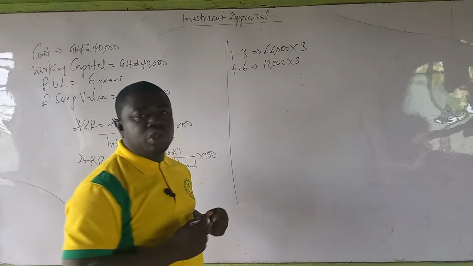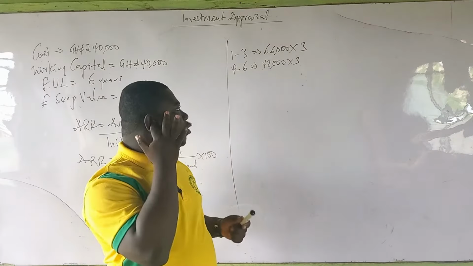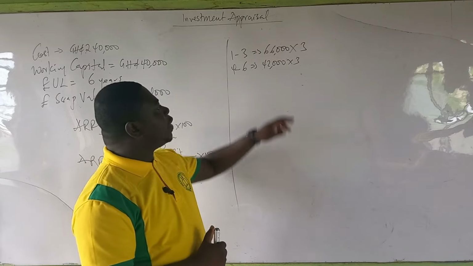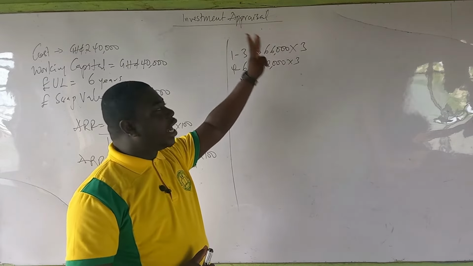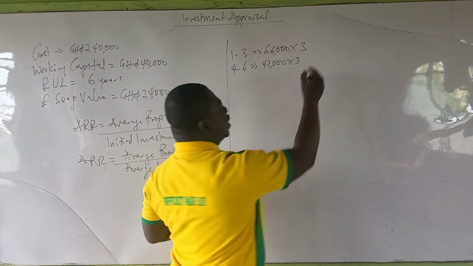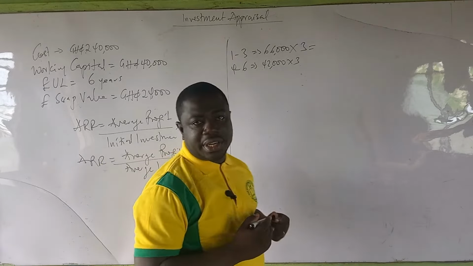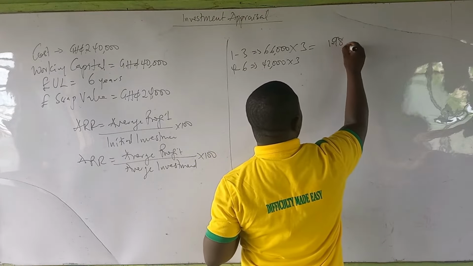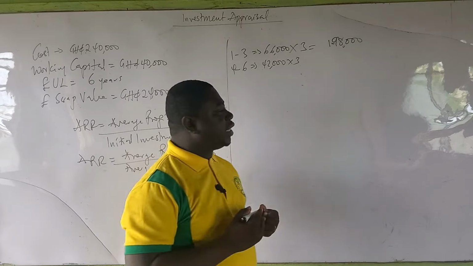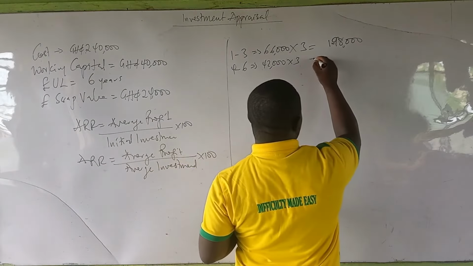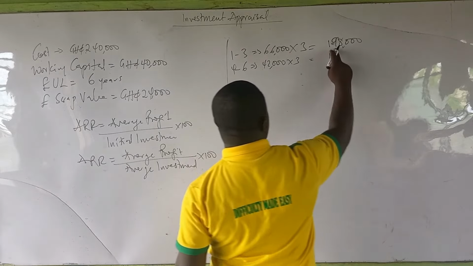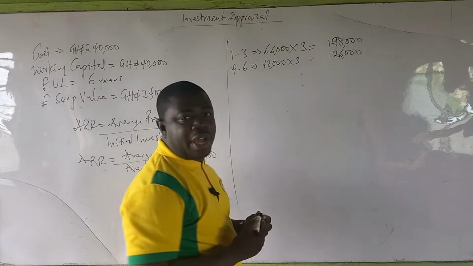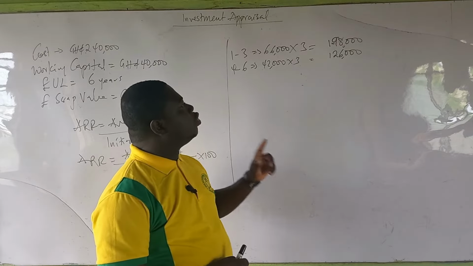Okay, so we want to look at the total cash flows for the period, and then we subtract the total depreciation so that we can find our average profit. Now, 66,000 for year 1, year 2, year 3 is going to give us some amount of cash flows for the 3 years, which is 198,000. And then 42,000 times 3 is going to give us 126,000.